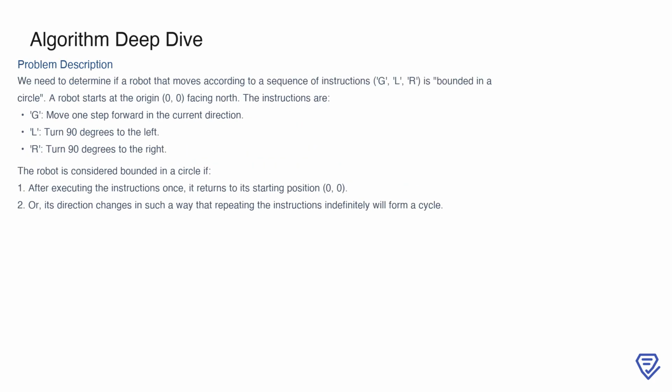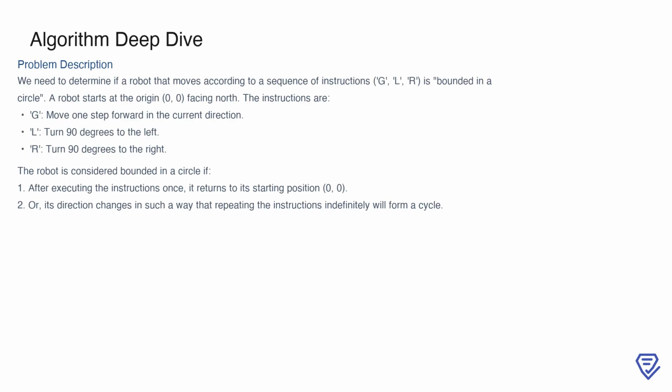To solve this problem, we need to determine if a robot, following a sequence of commands, is confined to moving within a circle. The robot starts at the origin, facing north, and it can interpret three types of instructions. The command G moves the robot one step forward in its current direction. The command L turns the robot 90 degrees to the left, and R turns it 90 degrees to the right.